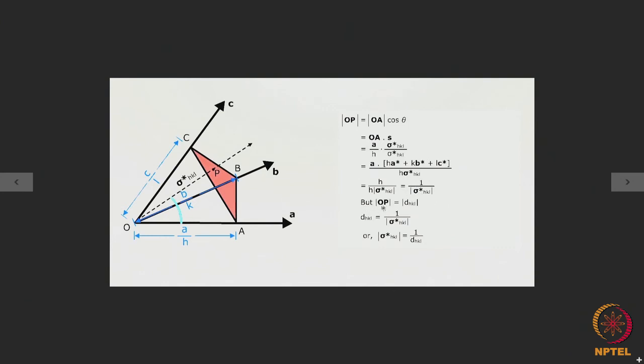But we have already seen that OP is d_hkl. So, OP we have already found out is d_hkl, and at the same time we find OP is 1 upon the magnitude of sigma star HKL. So, d_hkl is equal to 1 by magnitude of sigma star HKL. So, we can write the magnitude of the vector sigma star HKL is equal to 1 upon d_hkl. So, this is what we wanted to prove as the second relationship between a real lattice and a reciprocal lattice.